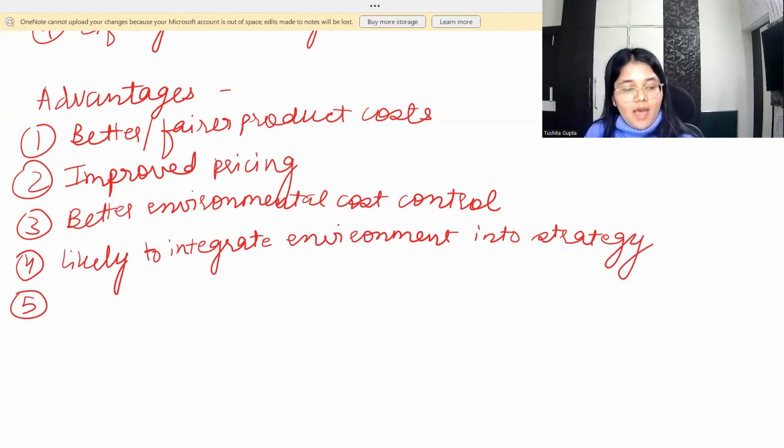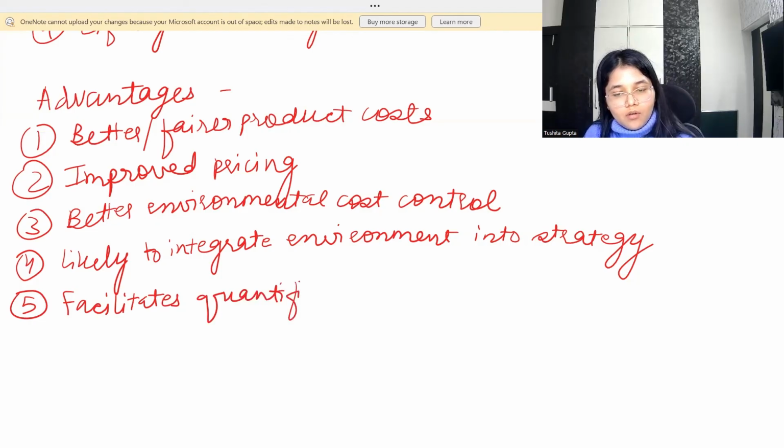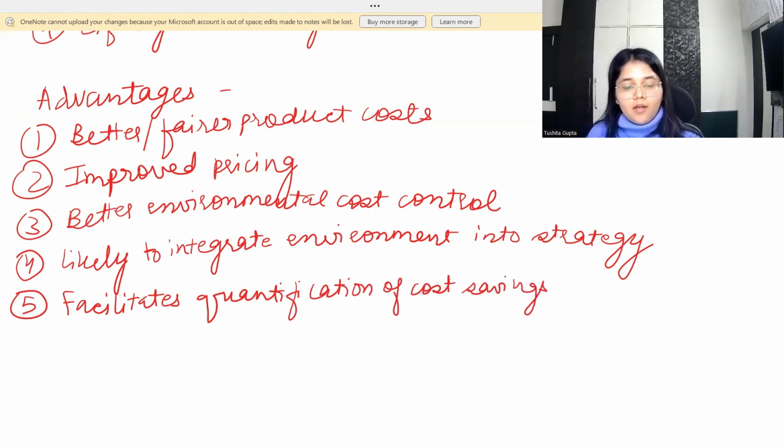Then the next point that we have is that it facilitates the quantification of cost savings from environmental friendly measures. So basically, because of the environmentally friendly policies that we are producing, consumers are probably trying to buy our products more because we are now an environment conscious company. So with this EMA in the picture, we will also be able to quantify how much money or how much benefit are we getting due to becoming an environmentally friendly company.